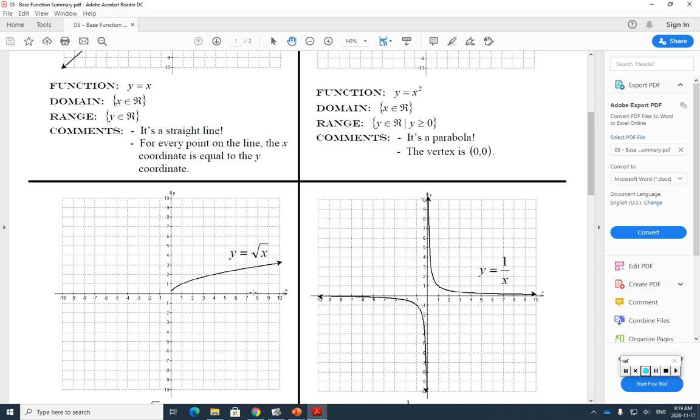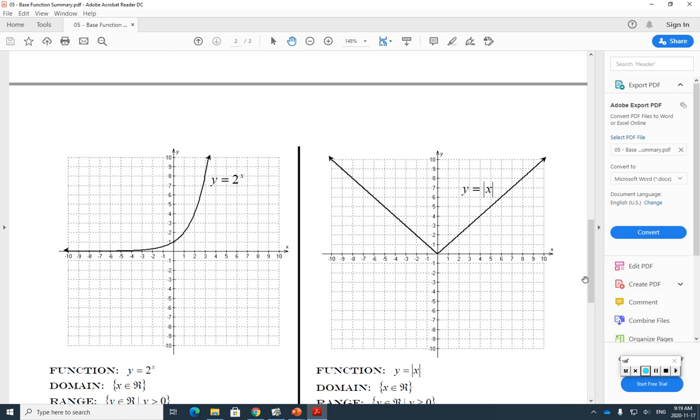Okay, y equals root x. No discontinuities. It's only over here, but there's nothing discontinuous. It's all one piece. 1 over x, we just talked about that one. That's the one we have to worry about. That's discontinuous. Down here, exponential functions, not discontinuous, all one piece. Absolute value, all one piece. So pretty much everything we've seen so far will be continuous.